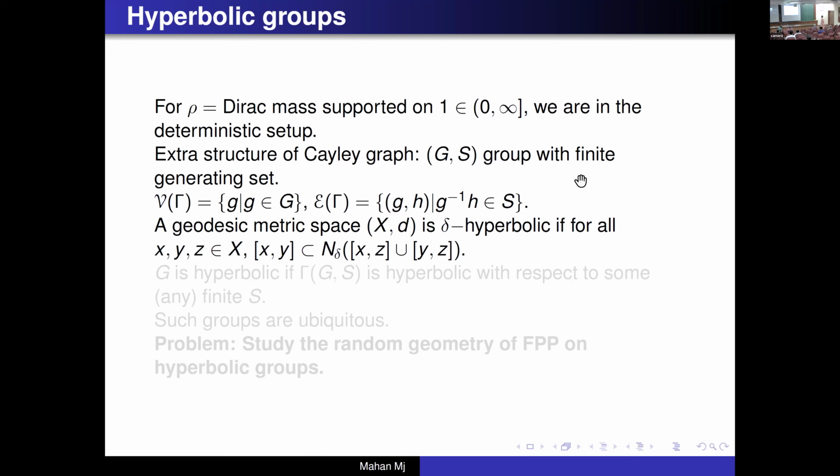A, B, and C are points at the top. These wiggly lines are the geodesics in the space. A, B, and C are vertices, and these are geodesics between A and B. Exactly, so it's a triangle. With this, everything is deterministic. This slide is completely deterministic.